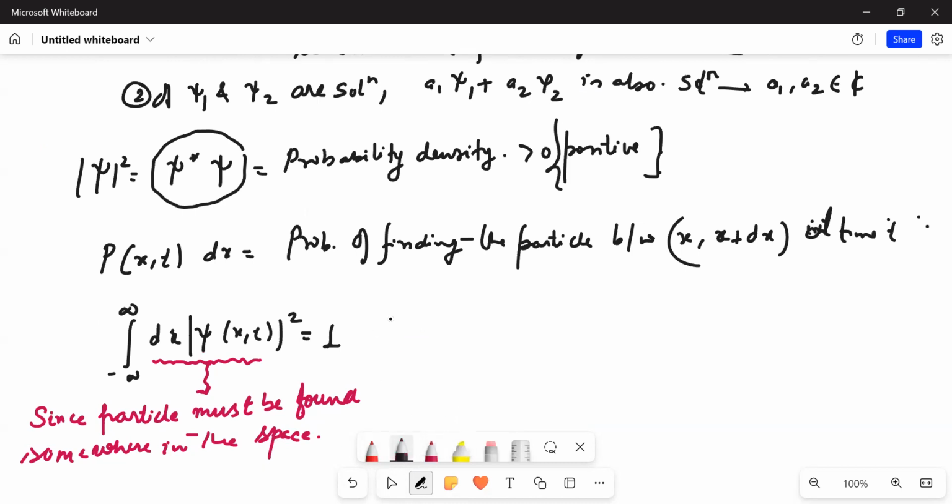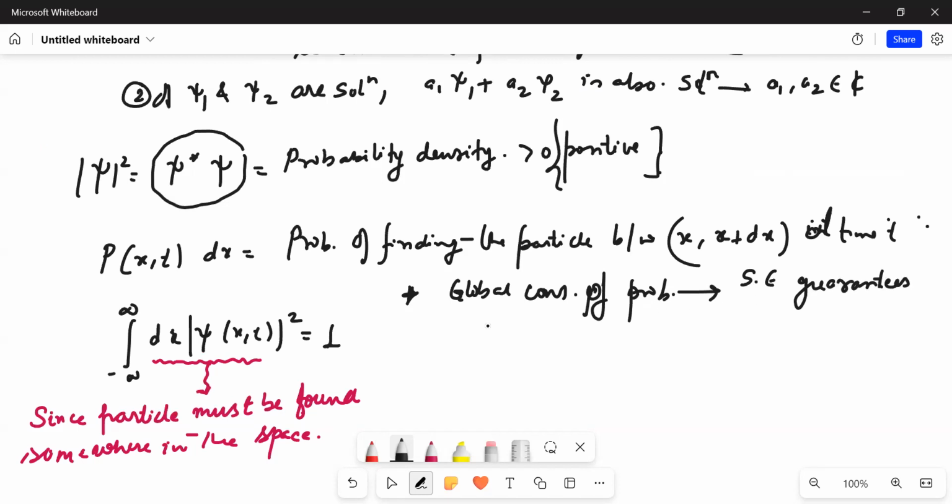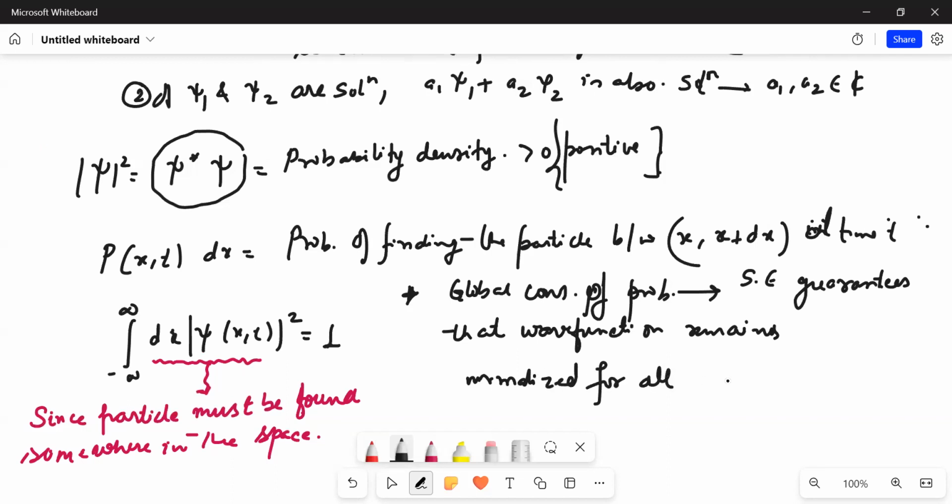One of the things that we've already seen, by global conservation of probability, is that the Schrodinger equation guarantees that the wave function, once normalized, remains normalized forever. Okay, so these are some important things that we've already seen.